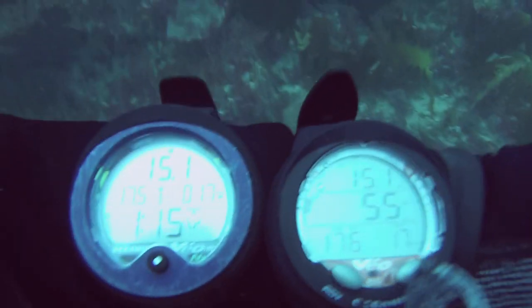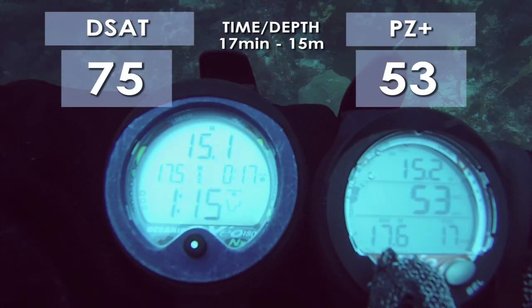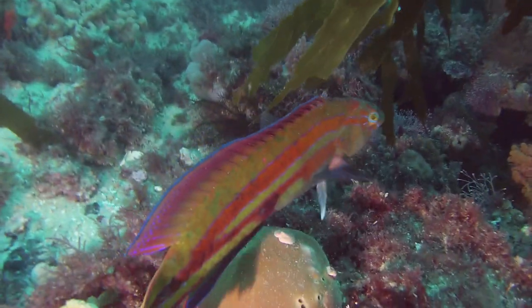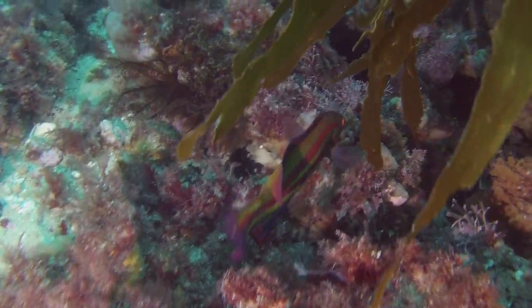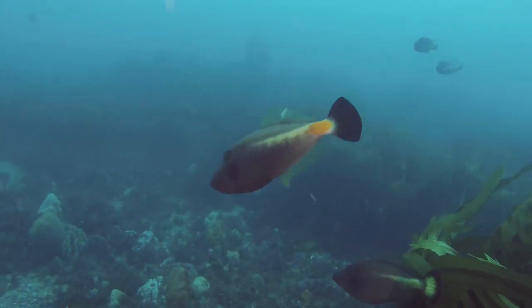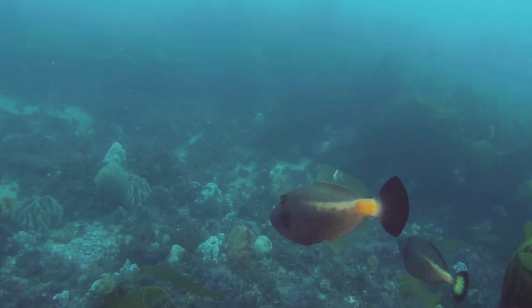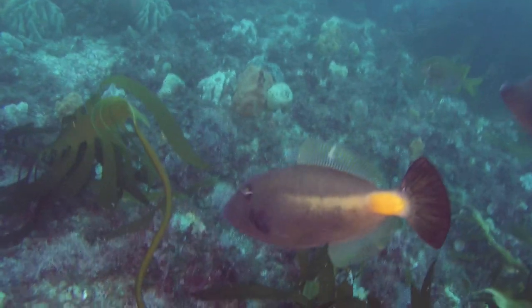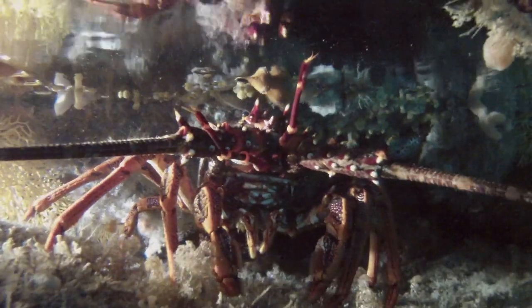17 minutes in, and let's check the remaining NDL dive time. 75 minutes on the DSAT, and 53 minutes on the PZ Plus. I still haven't decided to go over the wall yet. Gonna stay up here and see if I can find a crayfish. The fish seem to be pretty happy and relaxed here today also. Ah, now this is what I was looking for. Lucky for this one, the season's closed.